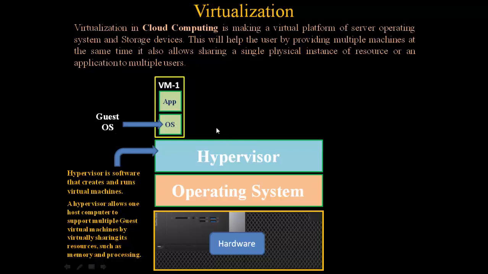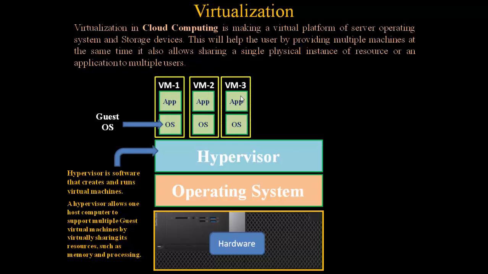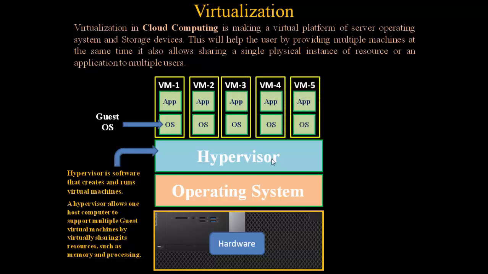Same way, you can install another operating system and on that you can run a number of applications. It is also known as virtual machine 2. So this is virtual machine 1, virtual machine 2. Same way you can install another operating system, on that you can run other applications, and this is virtual machine 3, virtual machine 4, virtual machine 5, like that. You can install a number of operating systems and on that you can run a number of applications. These all are known as virtual machines.